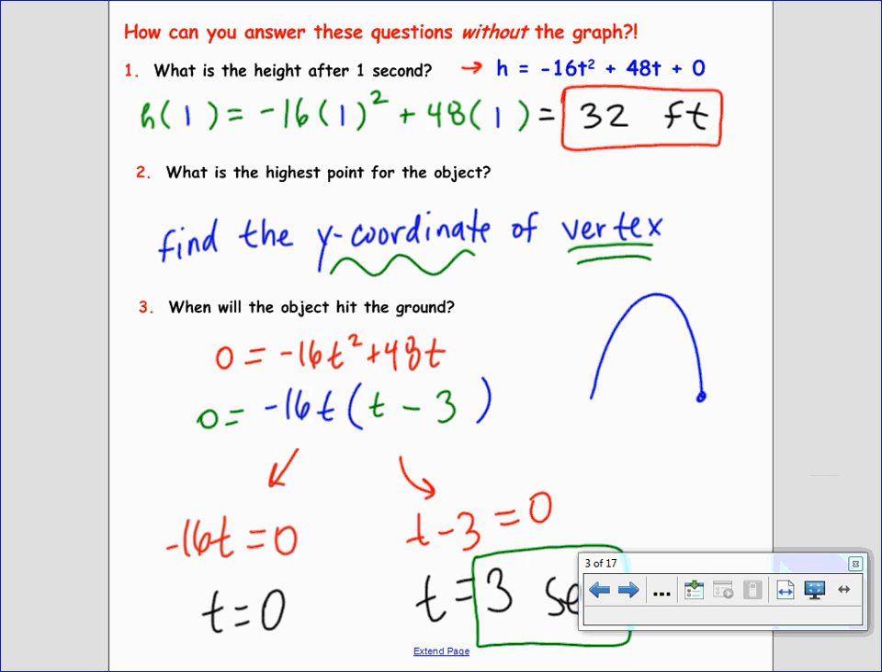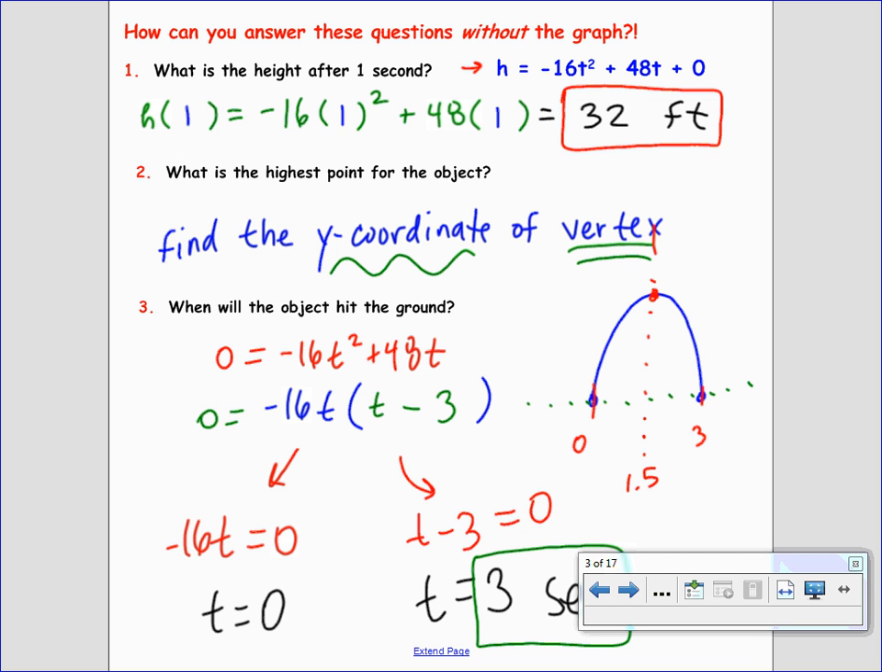If I get to ground level at t equals 0 and t equals 3, could I reason out the time it takes to get to the maximum height? Yeah, using the symmetry of the graph, what would the time be it takes to get to maximum height?